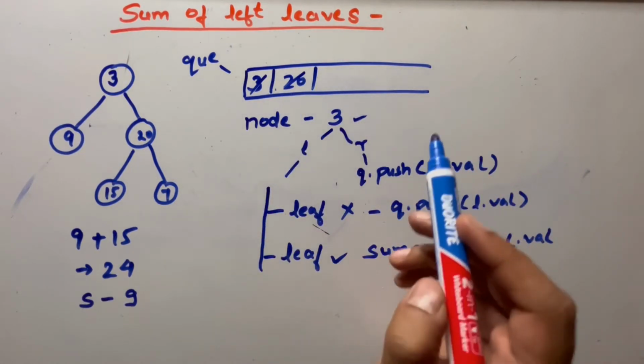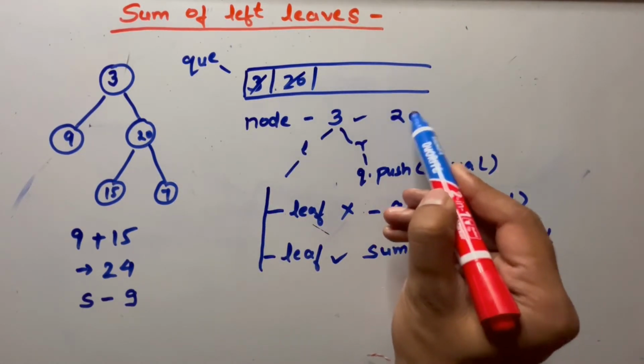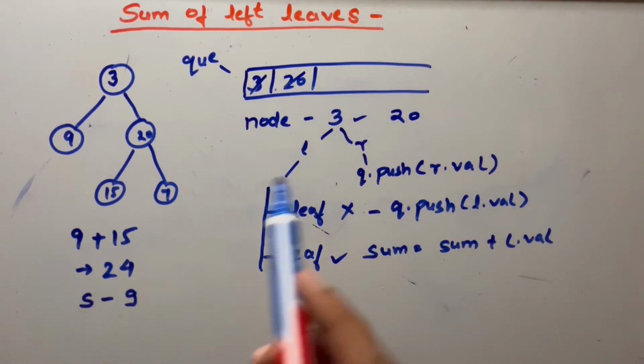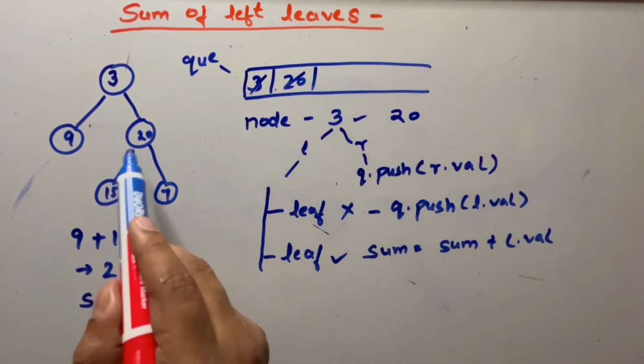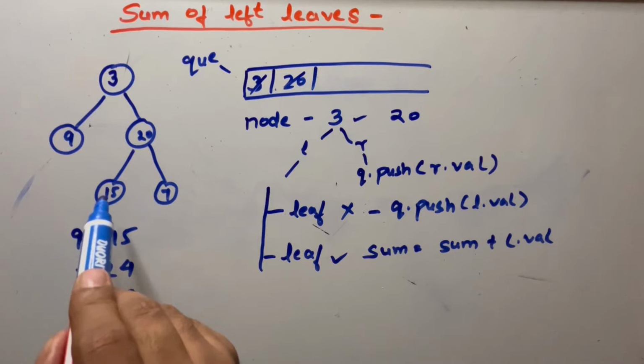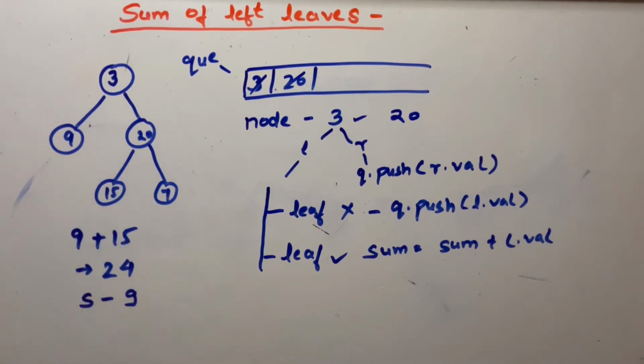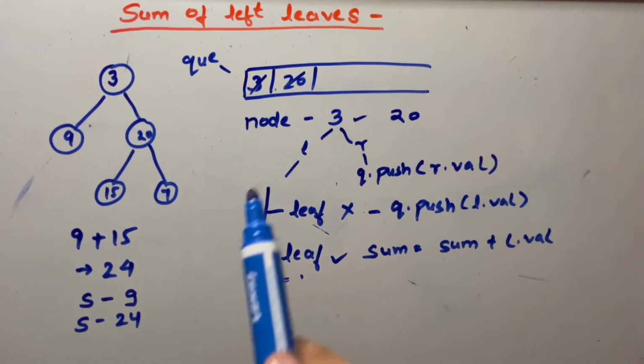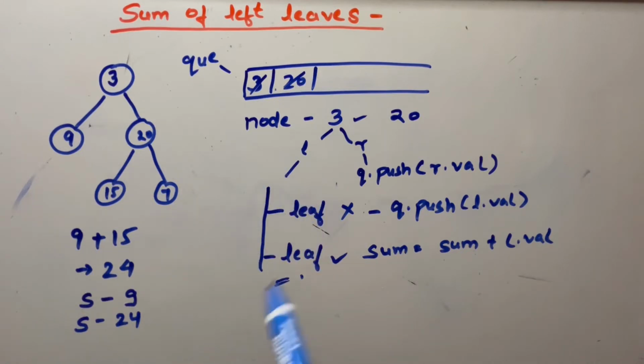Now another node that we have is 20. Again, we are going to go for its left and right. For its left node, we will see whether it is a leaf node or not. And over here, yes, it is a leaf node. So we will run this particular case, and now sum will become 24. 9 plus 15, 24.